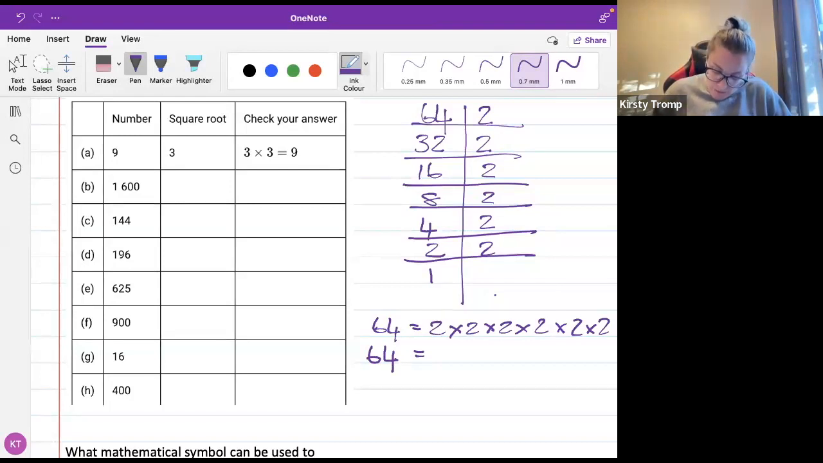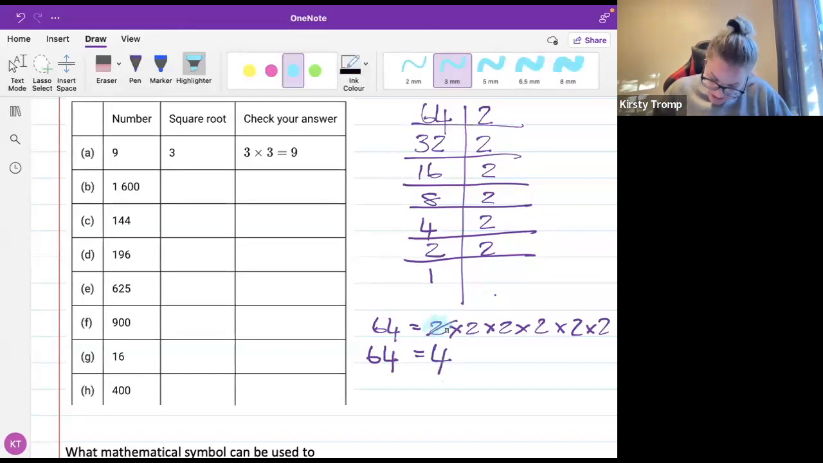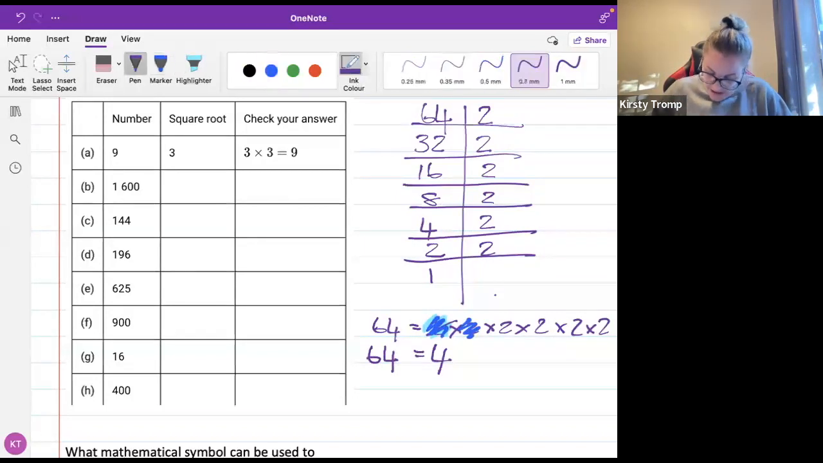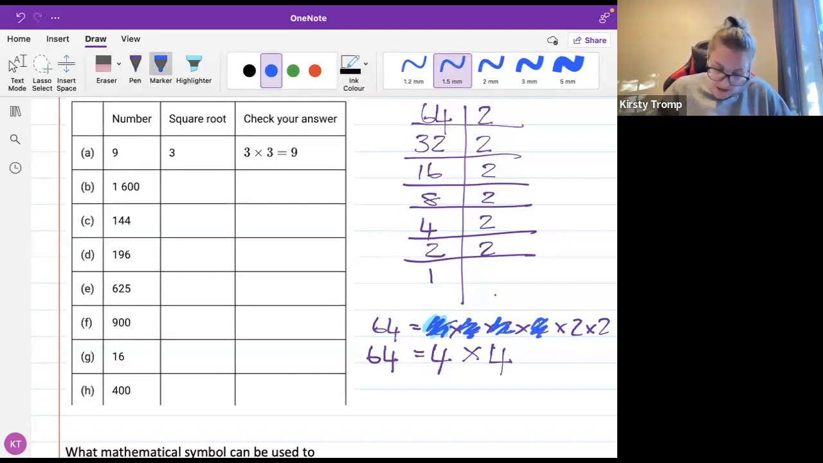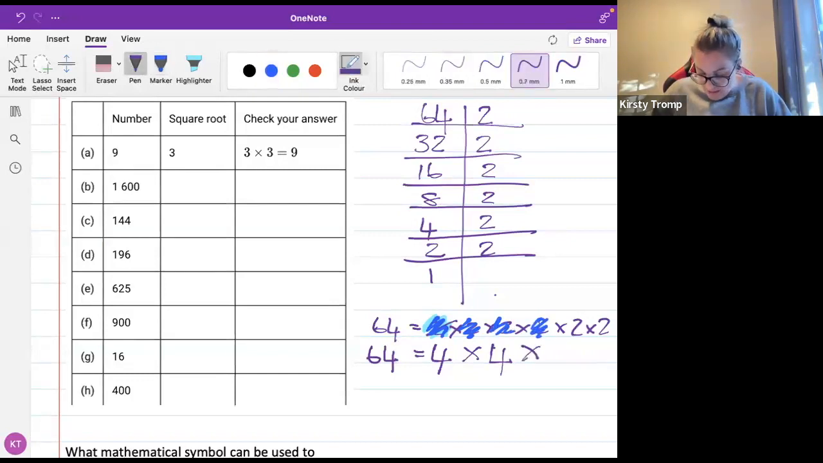So do you agree? If I say 2 times 2 gives me 4, so that gets rid of this one and this one. Yes. Times by the next ones, 2 times 2, what will 2 times 2 give me? Another 4. And finally, what's 2 times 2 again? It gives me 4. So now, am I seeing 4 three times? 4 times 4 times 4. Yes, I am. So what's the cube root of 64? It's going to be 4.